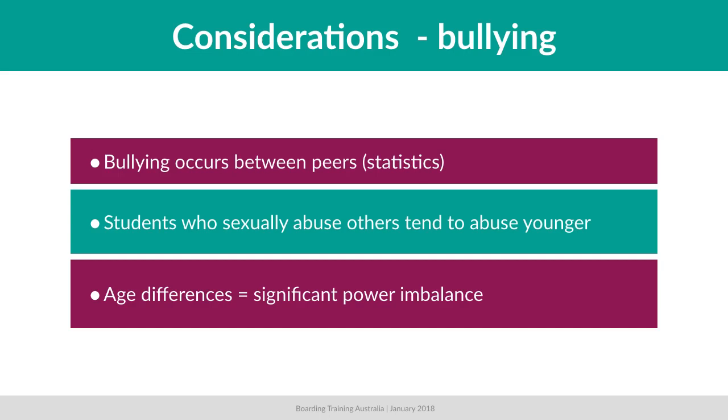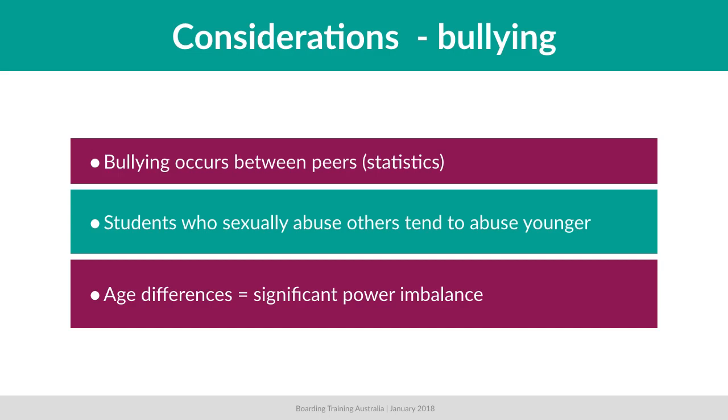Bullying occurs between peers, and so that means that bullying is more likely to occur between young people of the same age. Students who sexually abuse others tend to abuse younger students, and age difference equals a significant power imbalance. So all of these things we need to take into account when we're working out whether we have a vertical or horizontal structure.